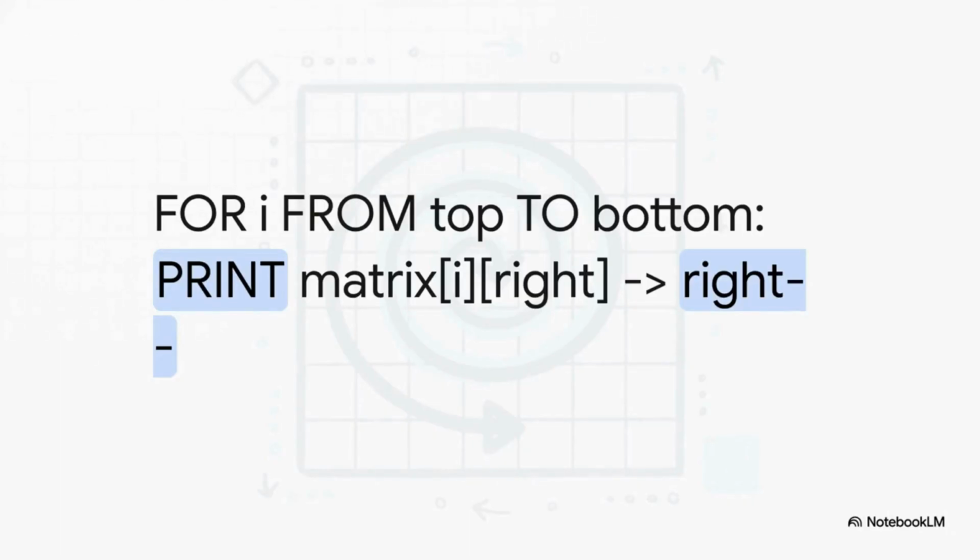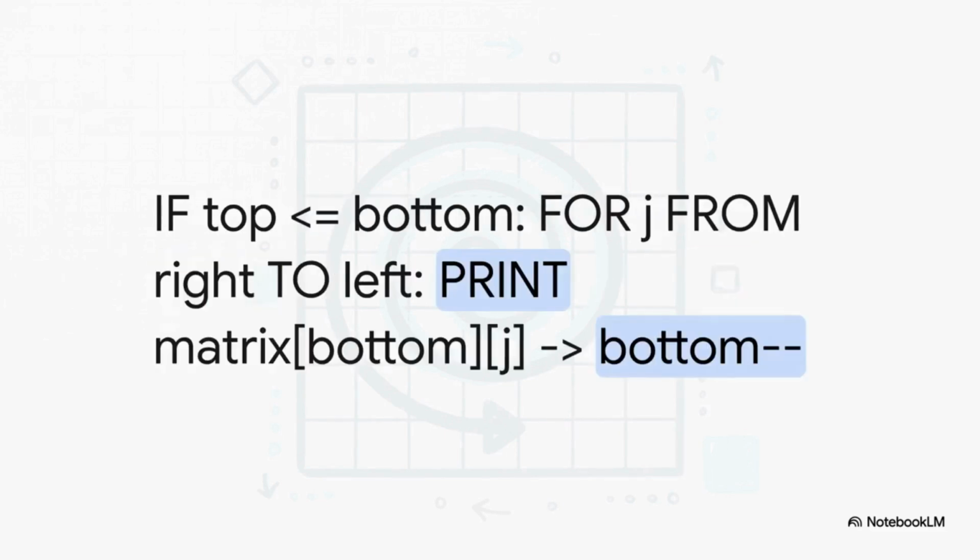Next up is step 2. We drop from our new top down to the bottom, along that rightmost side. Here, our row index i changes, while our column stays fixed at the right boundary. We print as we drop. Once we hit that bottom corner, we decrement our right boundary, right minus minus, which shrinks our box further to the left.